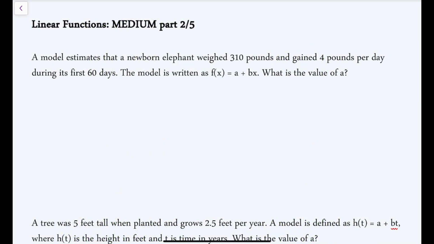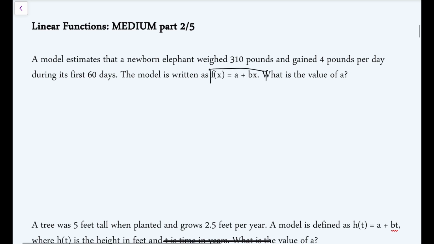A model estimates that a newborn elephant weighed 310 pounds and gained 4 pounds per day during its first 60 days. The model is written as f at x is equal to a plus bx. What is the value of a? Okay, well, just because it's written differently, that shouldn't freak us out. We know that this is still in the form of a linear function.